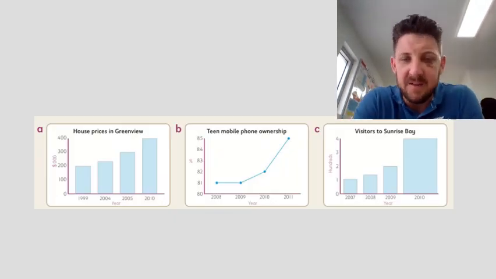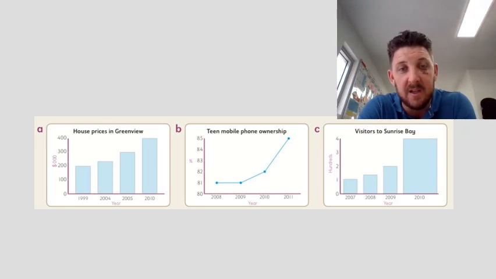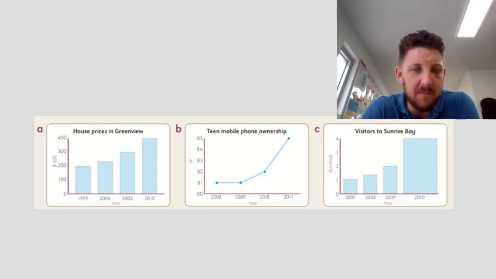I've got A, B, and C. What I want you to do is have a look at these graphs. I want you to answer two questions for me. One, what is the missing section, or why are these graphs misleading? And two, who do you think is the person who's funded or sponsored or is the one who constructed this graph? Stop the video now, please, gents, and have a go.